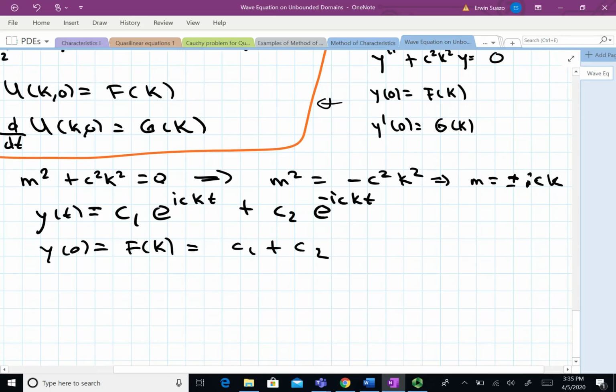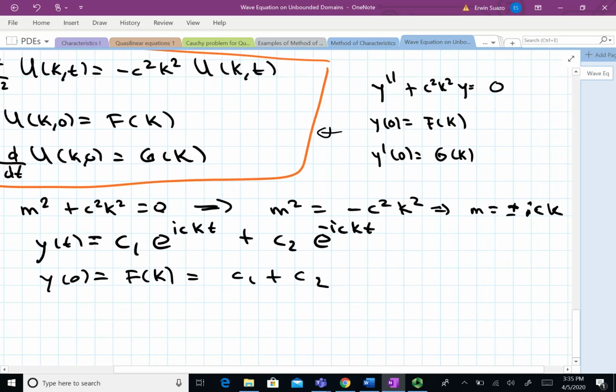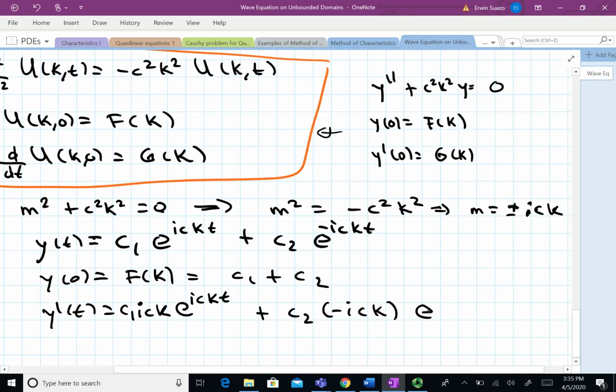Now I need to find y prime. The next condition is y prime of 0 equals g of k. So I need to find y prime of t, which you just find as the derivative of this. This is the chain rule: e to the ickt times the derivative of the inside, so it will be C1 times ick, plus C2 times minus ick e to the minus ickt.